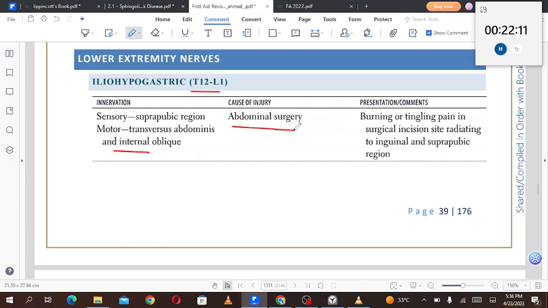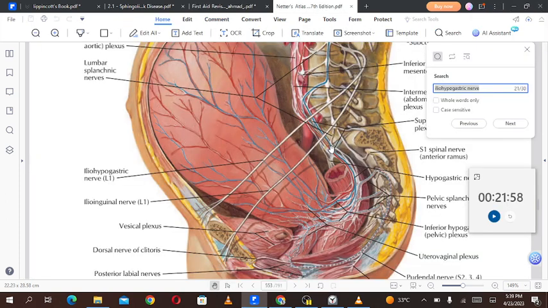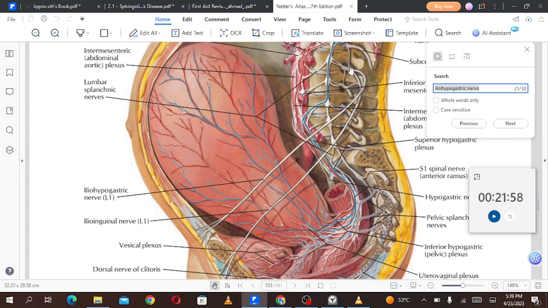Cause of injury is abdominal surgery. Presentation: burning or tingling pain in the surgical incision site radiating to the inguinal and suprapubic region. This exact line is something that they give you in the step 1 question stem. So here is a good picture of the iliohypogastric nerve, as it is originating from the lumbar spinal cord, and from that it's going all the way into the anterior abdominal wall and the hypogastrium.